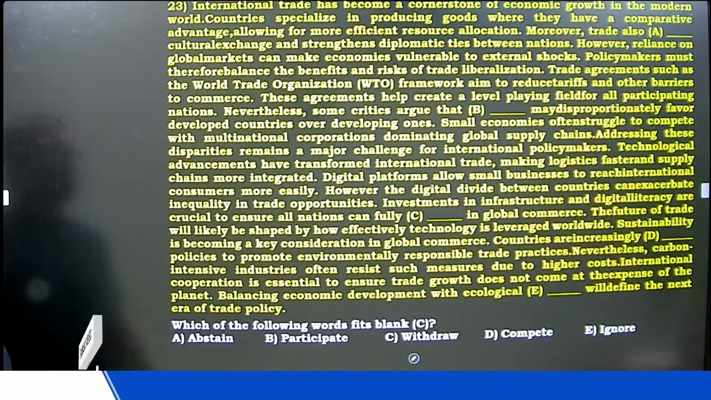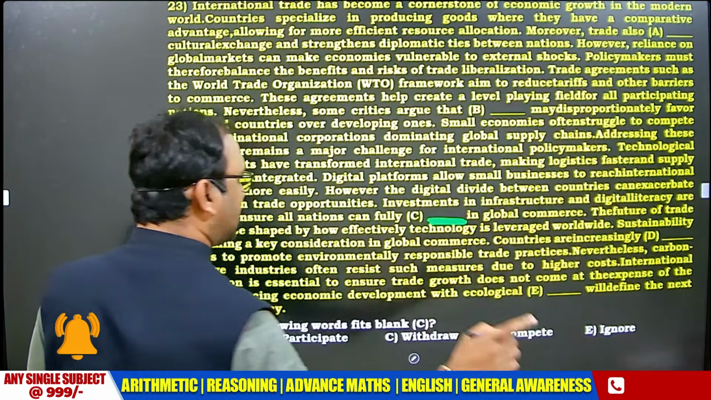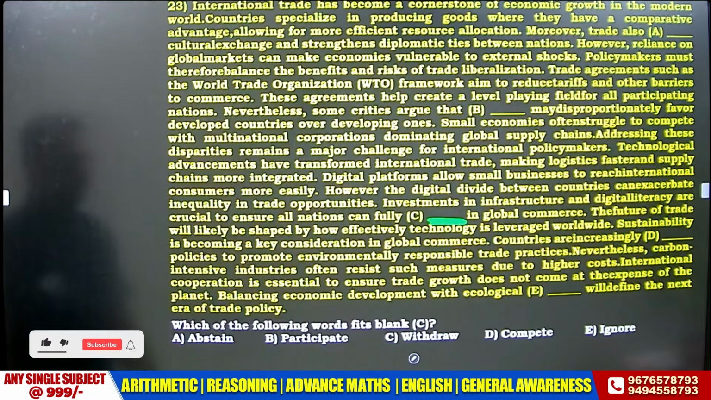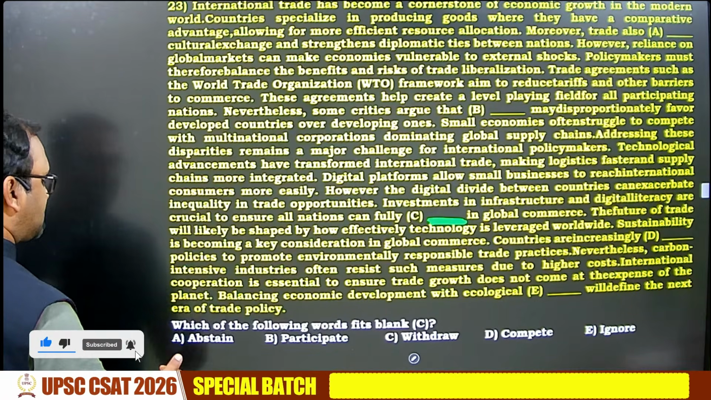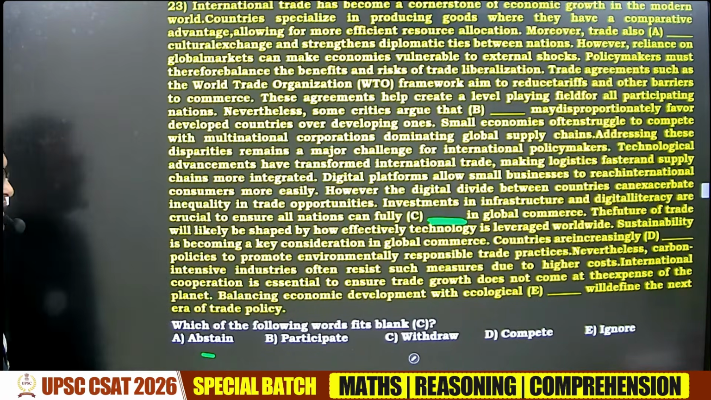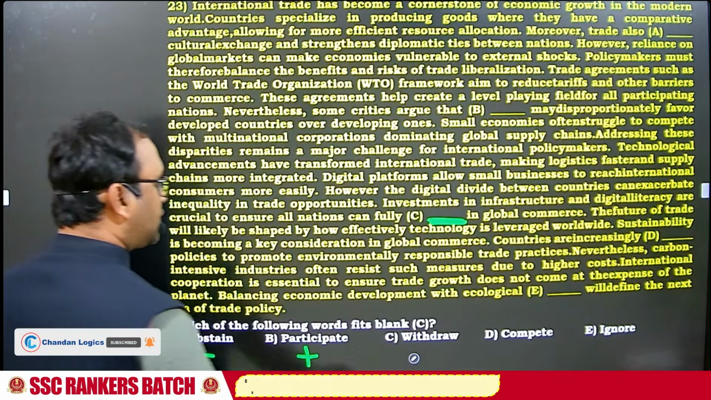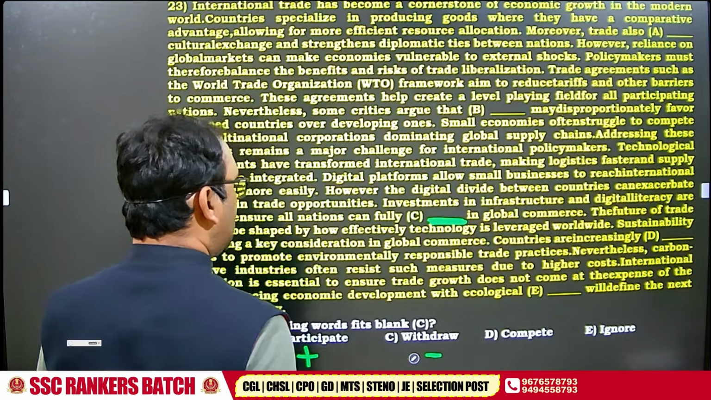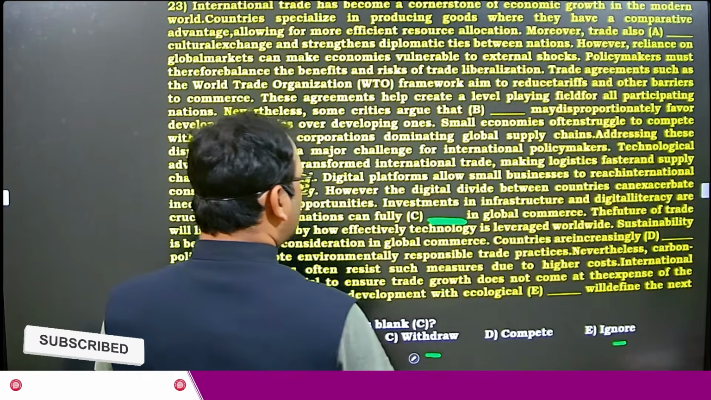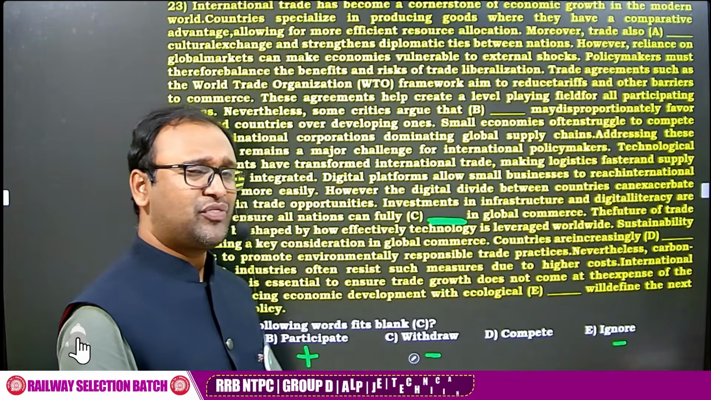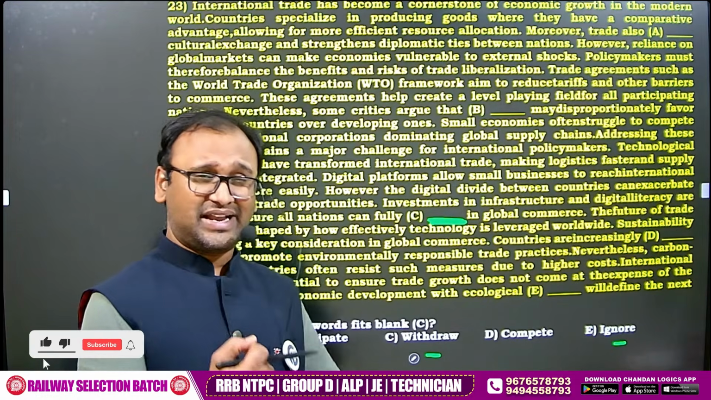Again, now see option C. Normal student will read the sentence. No. Go by the options. Abstain. What is the meaning of abstain? Abstain means stop doing something. This is negative. Participate is positive. Withdraw is negative. I think ignore is negative. Complete is a very hypothetical word. You can take it like positive sometimes or sometimes negative.